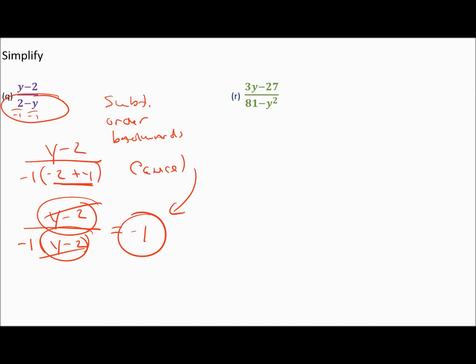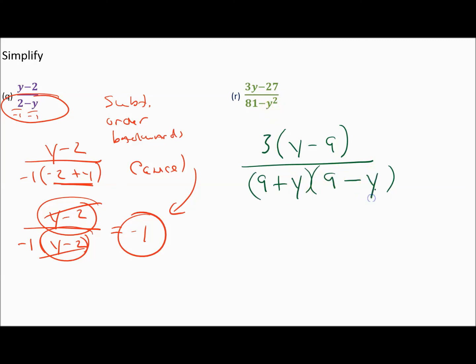The next problem uses this idea. Look at the numerator. There's a greatest common factor of 3. I'm going to pull that out. So it's 3 times y minus 9. Right? 3 times 9 is 27, yes. And in the denominator, I have a difference of squares. So remember, a difference of squares, you have 1 plus and 1 minus. Now the square root of 81 is 9. That goes in the first position. The square root of y squared is y. That goes in the second position.